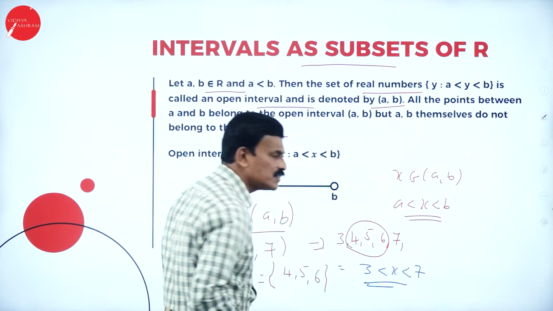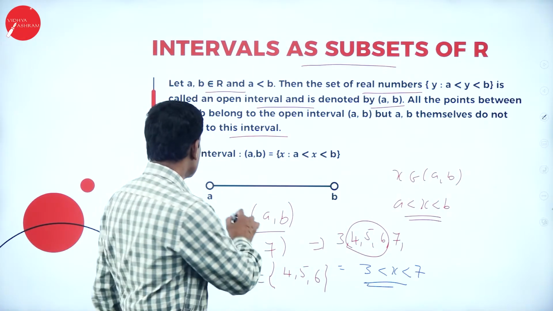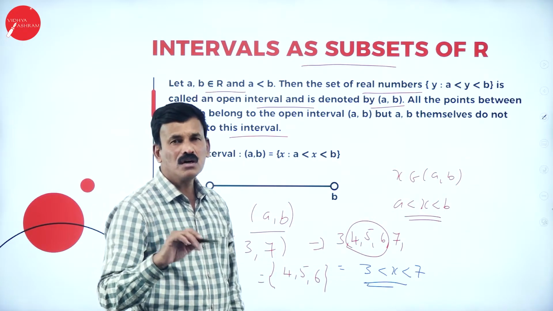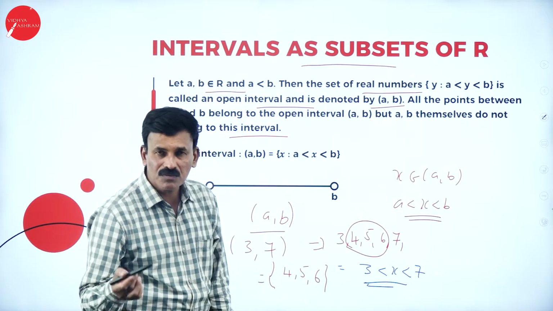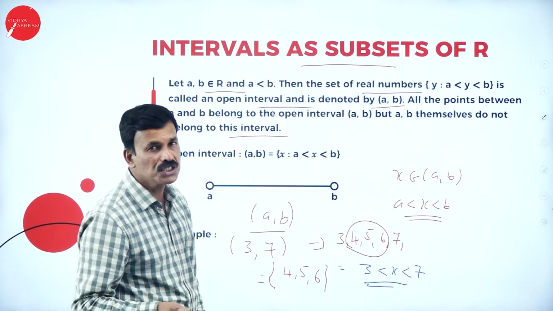So all the values of x which lie between 3 and 7 are 4, 5 and 6. This is an example of an open interval. Open interval means all the values which lie between a and b. Now the second one is called the closed interval.